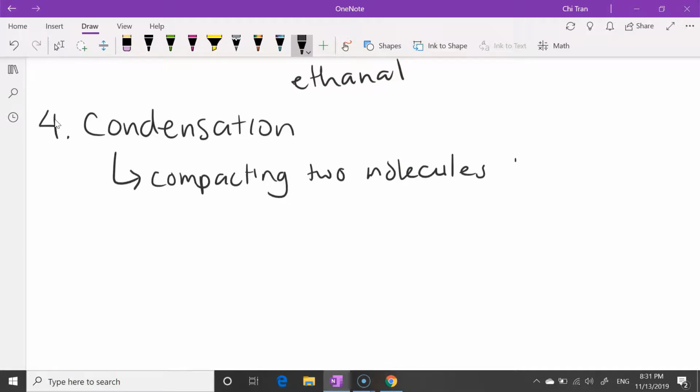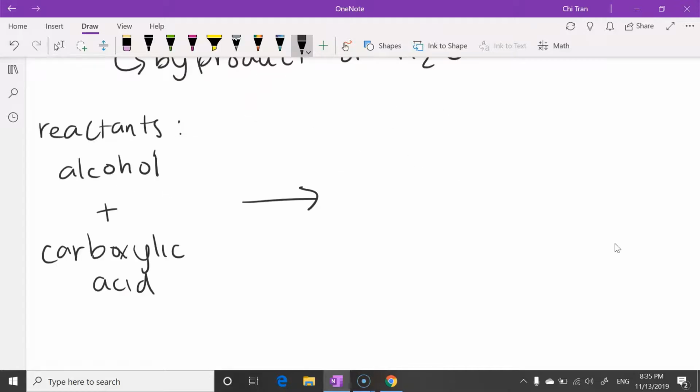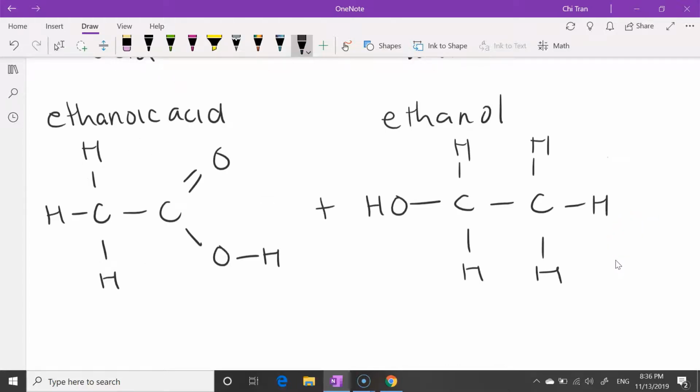Lastly is the condensation reaction. And so the word condense also means like to compact, and so it's like a compacting of 2 molecules into one. And because of that, it will also produce a byproduct of water. The reactants will require 2 molecules, so an alcohol and a carboxylic acid, to produce the product of ester and water. So here we have an ethanoic acid and ethanol, and I just flipped ethanol around for better visualization.